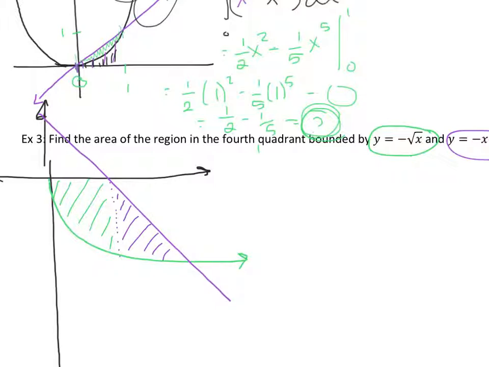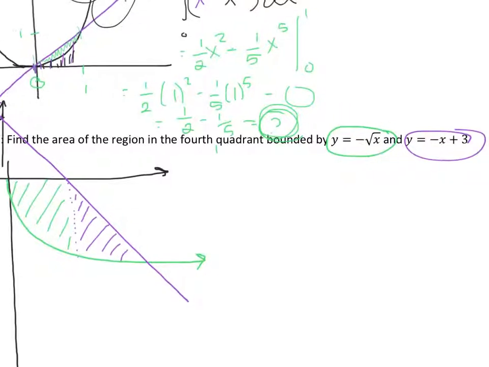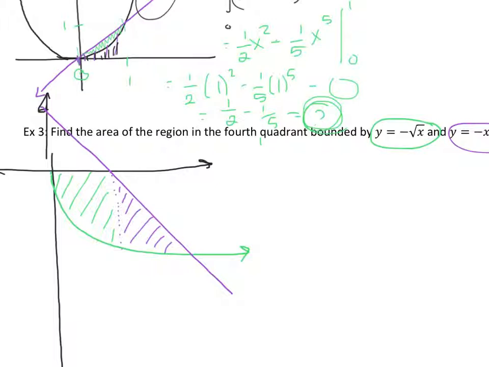So we're going to have to figure out where y equals negative x plus 3 crosses the x-axis, because where this curve crosses the x-axis, that's the bound that I'm looking for. So let's figure that out. It crosses at 3, which shouldn't be that hard to figure out. If you plug in y equals 0, you'd get 3 for x. So it crosses right here at 3.